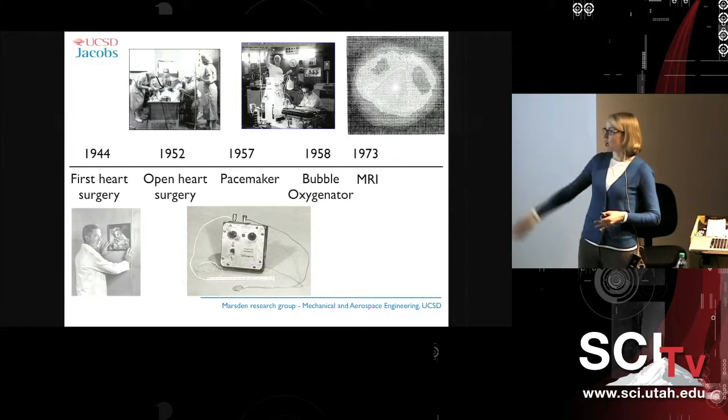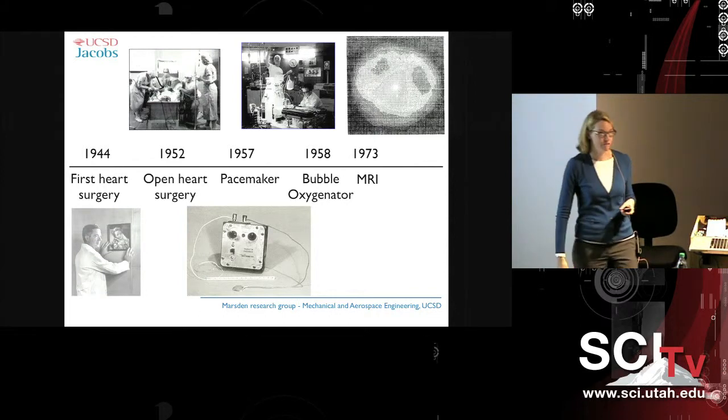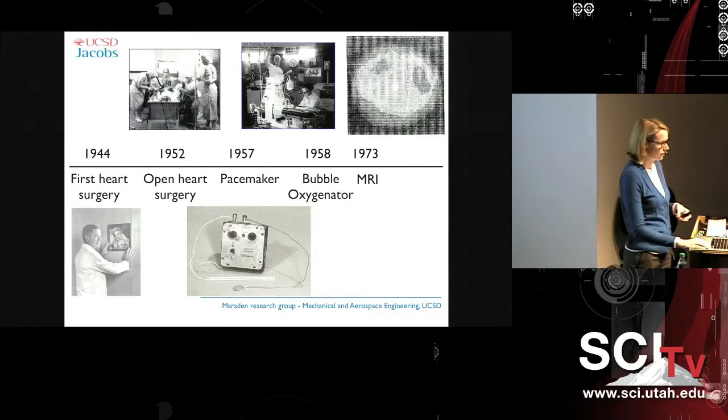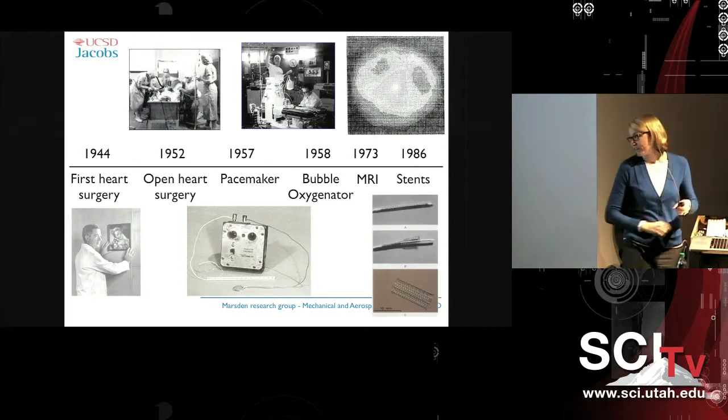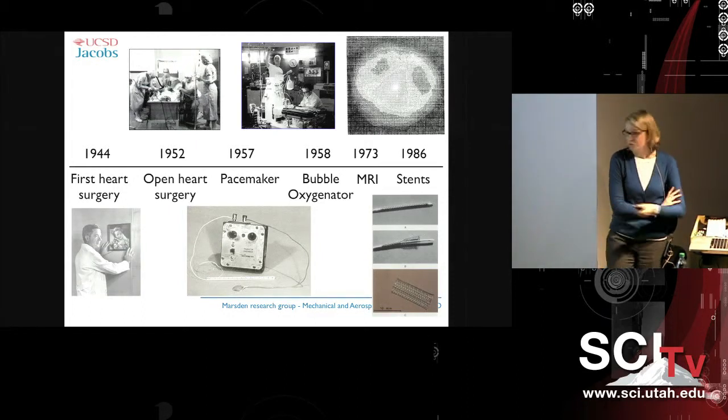We had the first MRI imaging done in the 70s, and this is a picture of the very first cross-section of a mouse thoracic cavity with MRI, and the first implantation in human of a stent in the mid-80s.